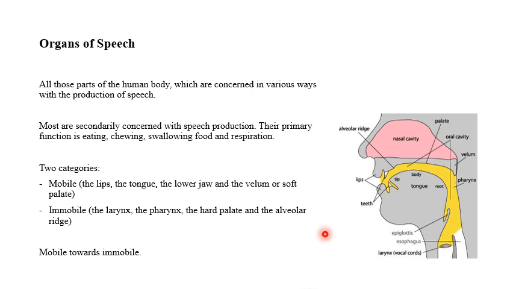And in fact, all of these organs can be classified into two different categories or groups. The first one is mobile organs.